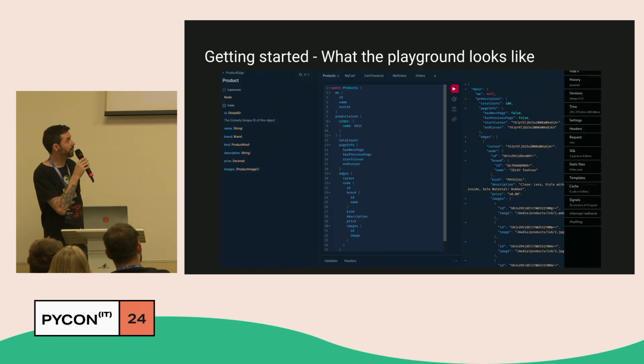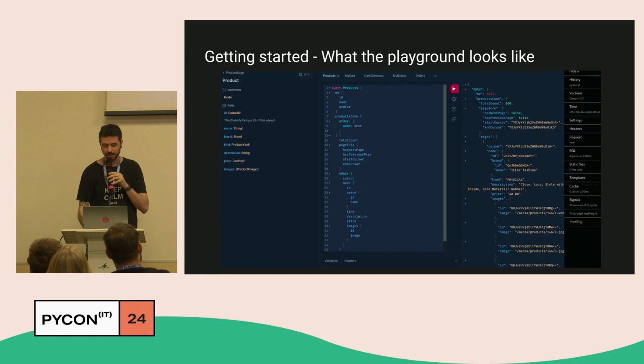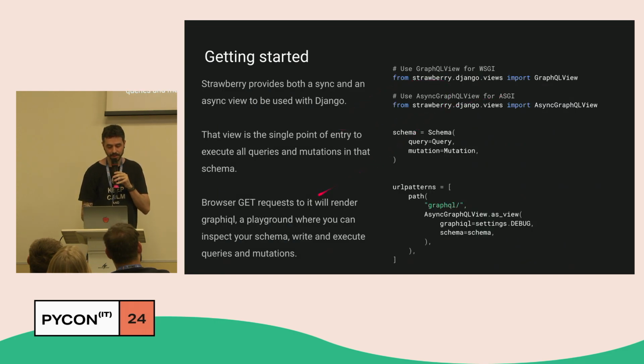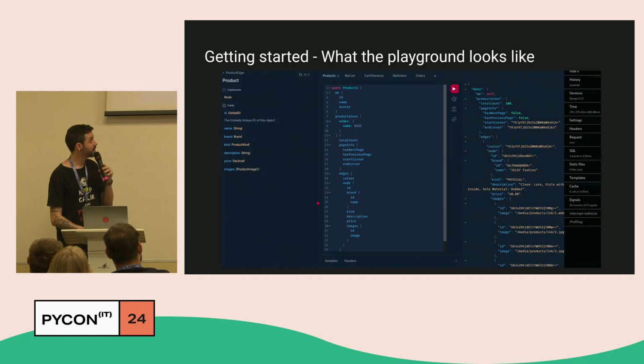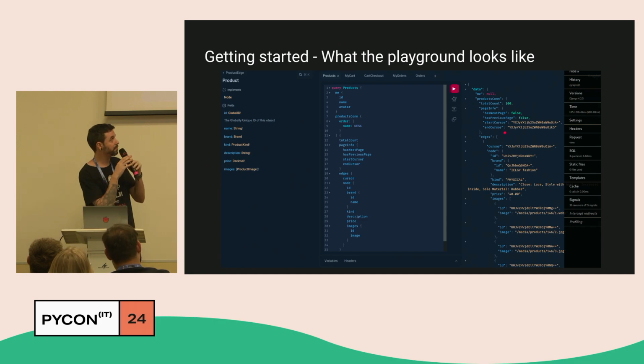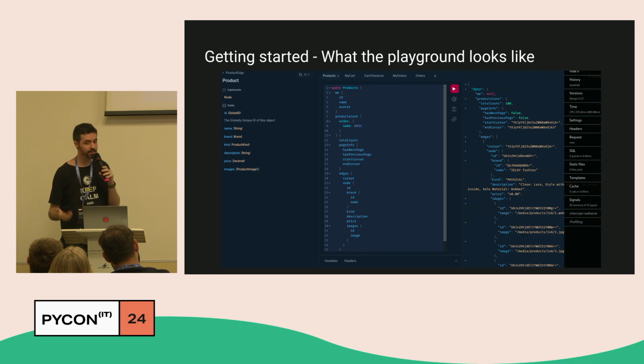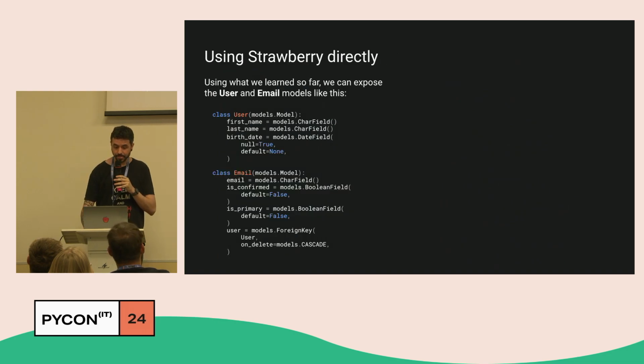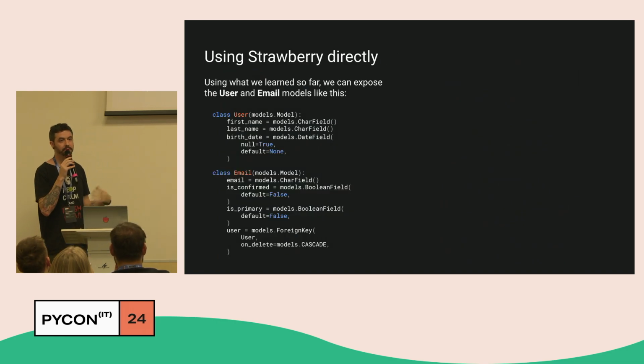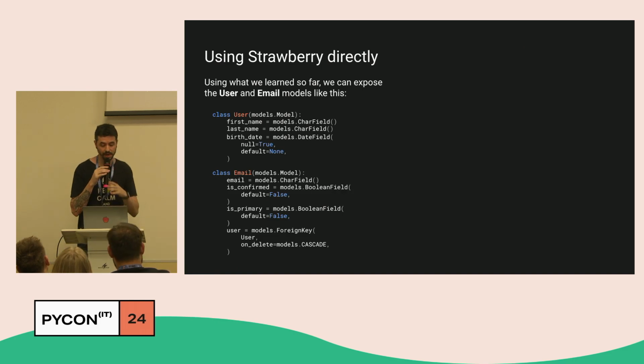When you first try to send a GET request to it, you are going to be presented with a screen like this. It is just a playground to help you. You can check your schema in here. You can make a query, check the return JSON here, just to show how it looks, and then you can actually start mapping the types, your ORM to your types like this.